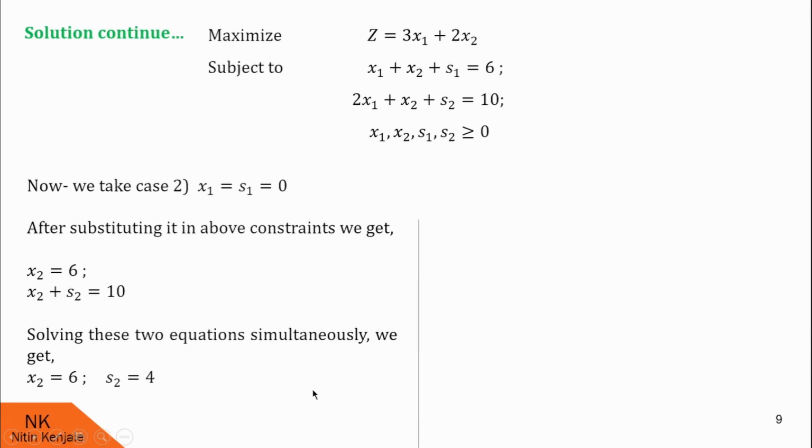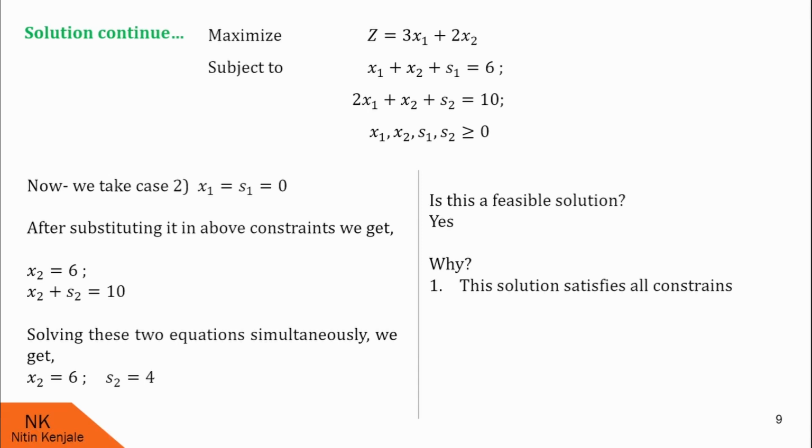Let us ask ourselves, is the solution feasible? Answer is yes. Why? Because it satisfies 2 conditions. First one is this solution satisfies all the constraints. And second thing is this solution obeys the non-negativity restrictions. That is this one. Therefore, this solution is a feasible one.